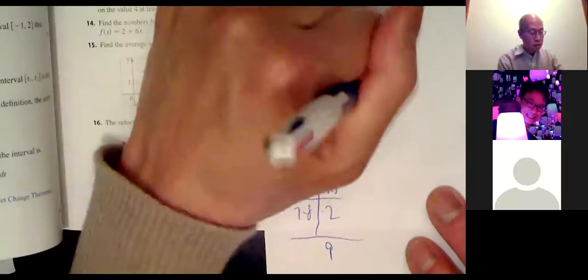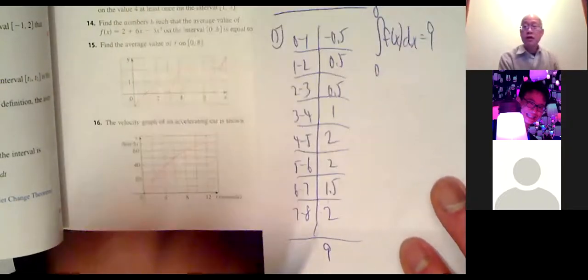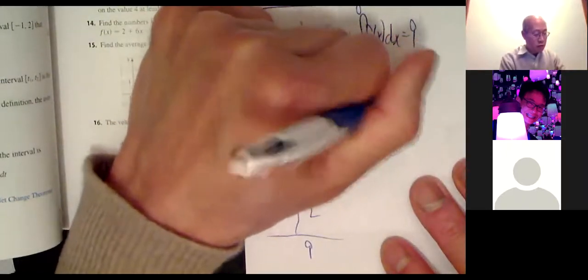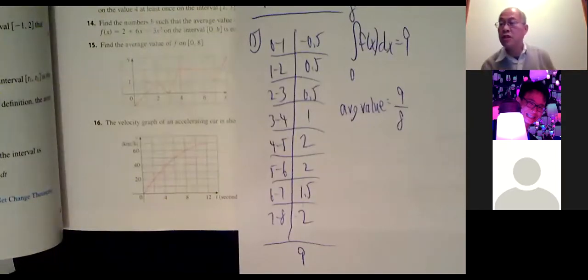So that means the integral from 0 to 8 is 9. Therefore the average value is 9 over 8. So my answer is just 9 over 8.